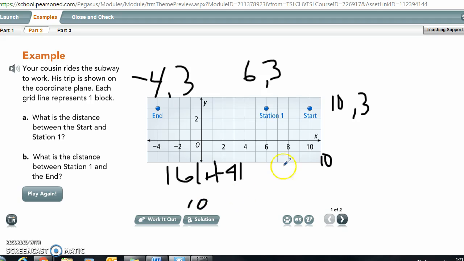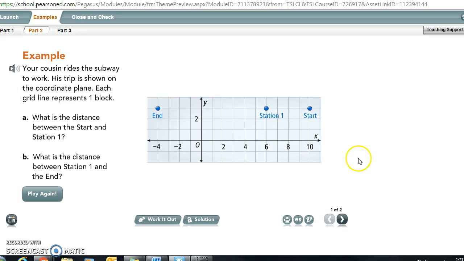Okay, but then if they were to ask me how long in total was your commute, well, if this was 1, 2, 3, 4 blocks, and from station 1 to the end was 10, I know that 10 plus 4 equals 14. So my total travel would be 14 blocks. Let's go on to part 2.